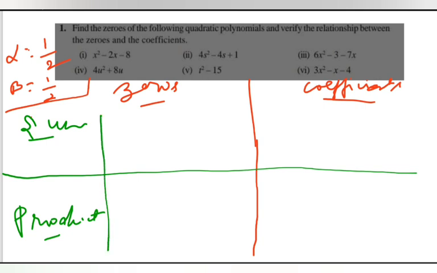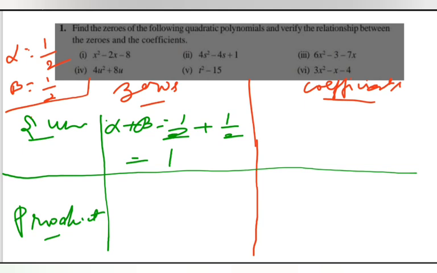So for zeros, to find the sum, we will be adding both the zeros, alpha plus beta: 1 by 2 plus 1 by 2. After taking LCM, the answer will be 1. Am I right? Wait for a second. Yeah, I am right.